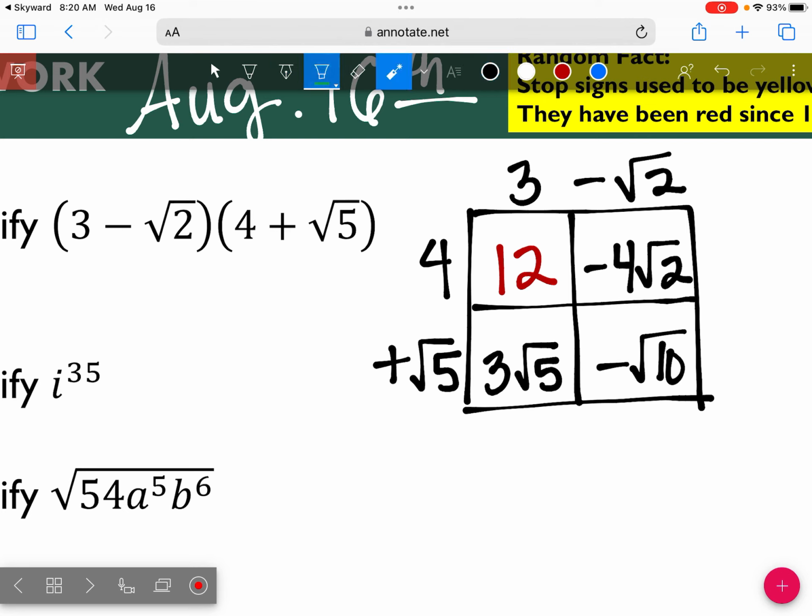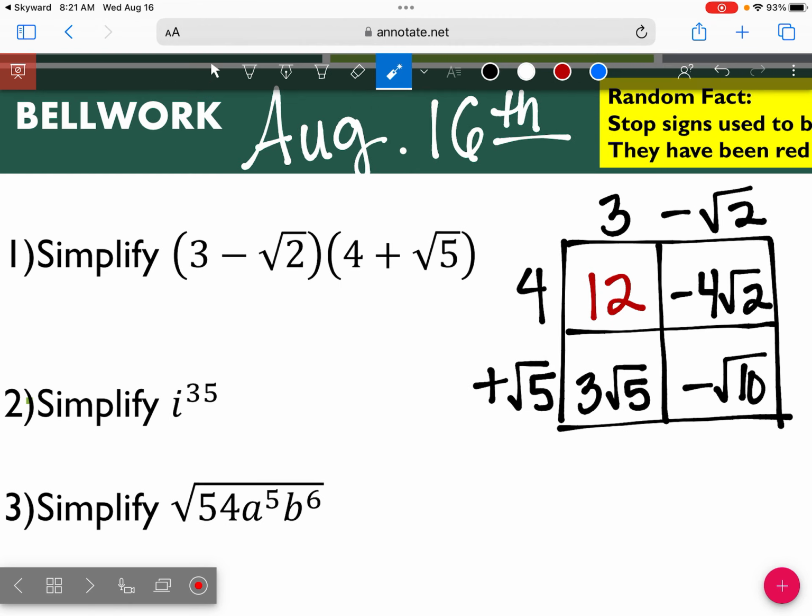All right, none of these terms can be simplified. So this 2, I'm looking at what's underneath the square root. This cannot be simplified down any further. The 5 cannot be simplified. There isn't a perfect square that can divide into 2, 5, or 10. Perfect squares would be 4, 9, 16, 25. So that's your answer. Your answer has 4 terms, and the order doesn't matter when you take them out of the box. You just have to have 4 terms.